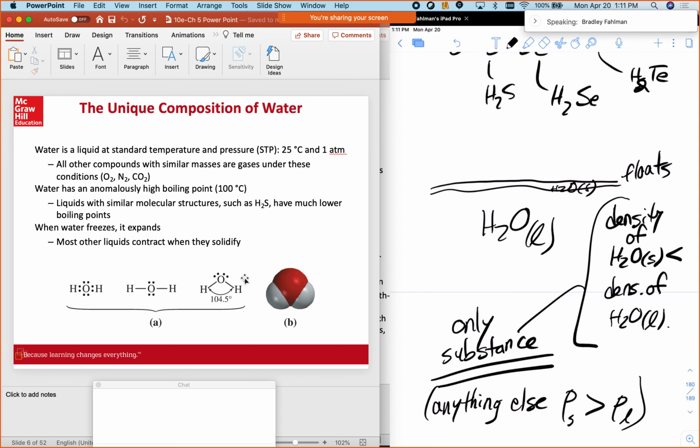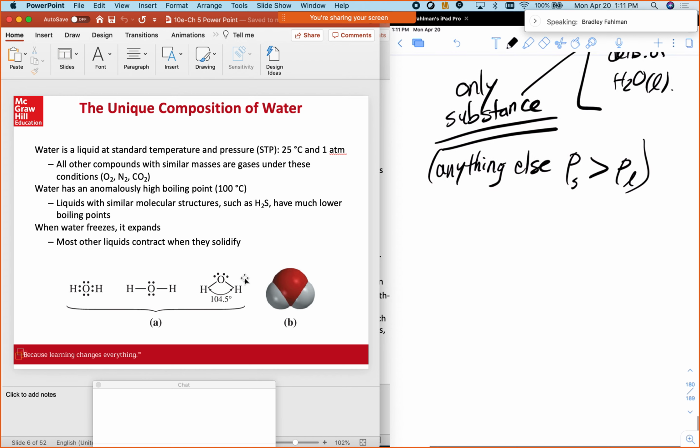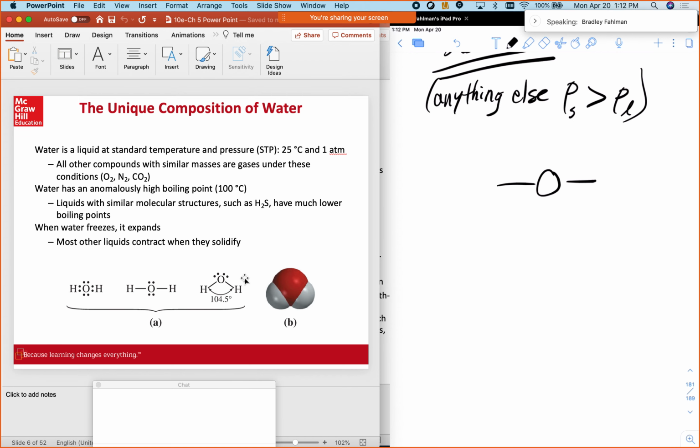Okay, and so as I mentioned, we were talking about shapes of molecules. If water had this shape, that is linear, then none of this would be the case.